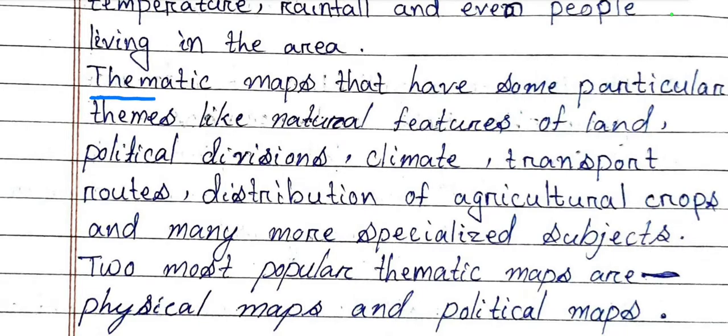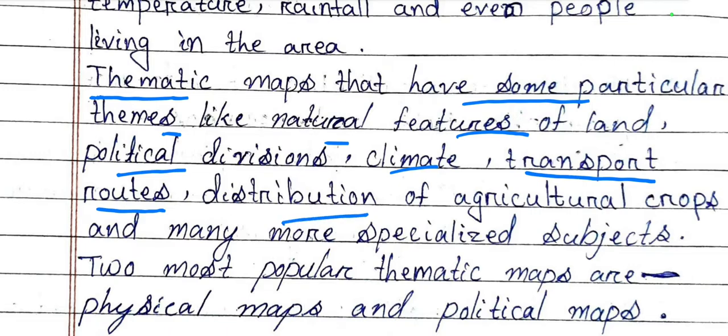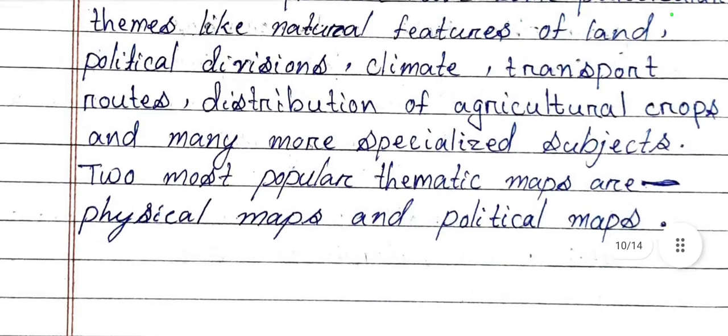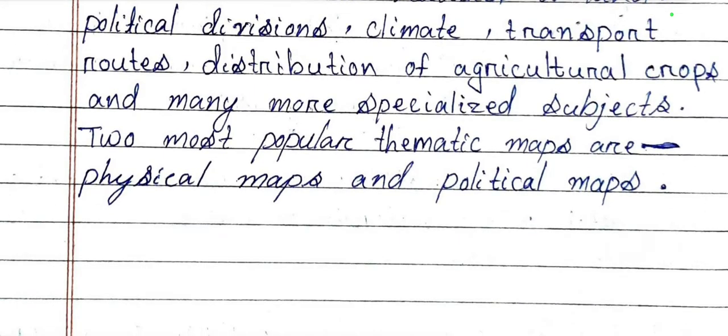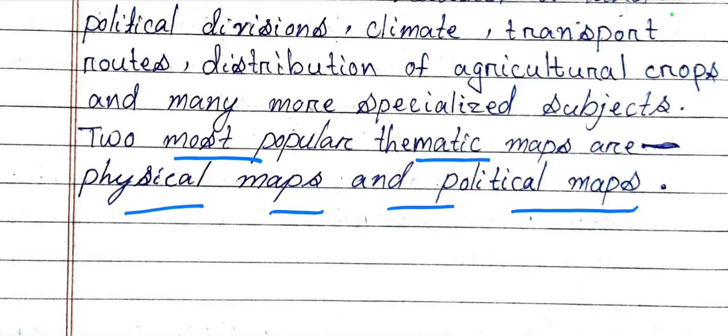Then the thematic maps that have some particular themes like natural features of a land, political divisions, climate, transport routes, distributions of agricultural crops, and many more specialized subjects. Two most popular thematic maps are physical maps and political maps.